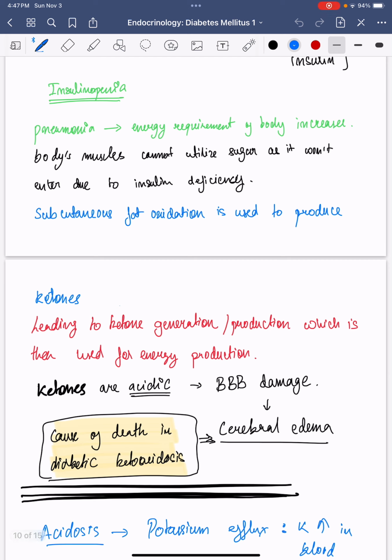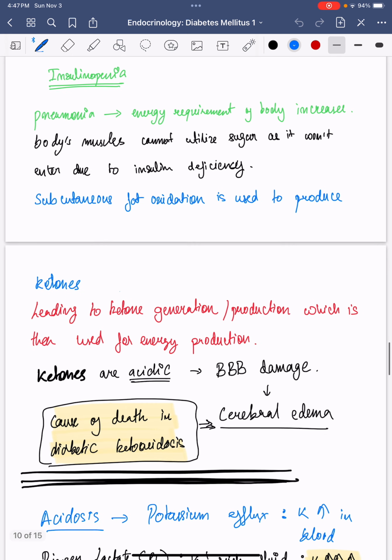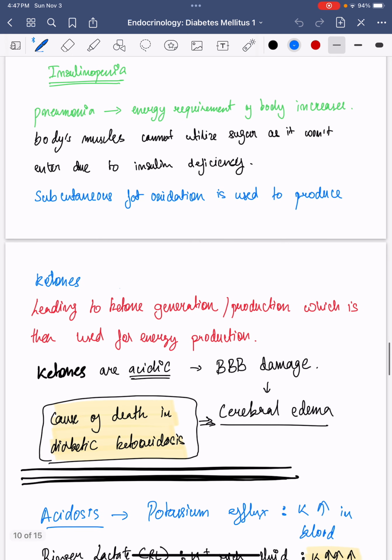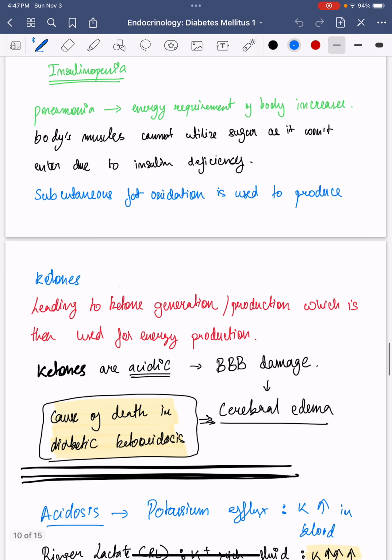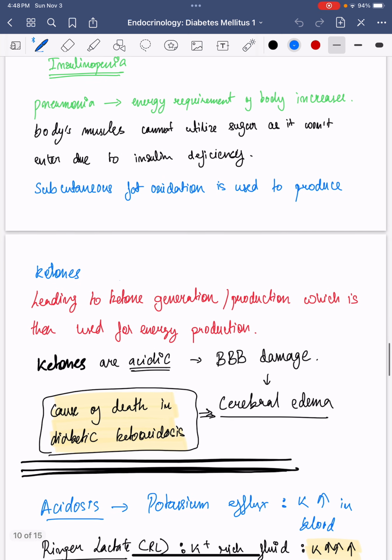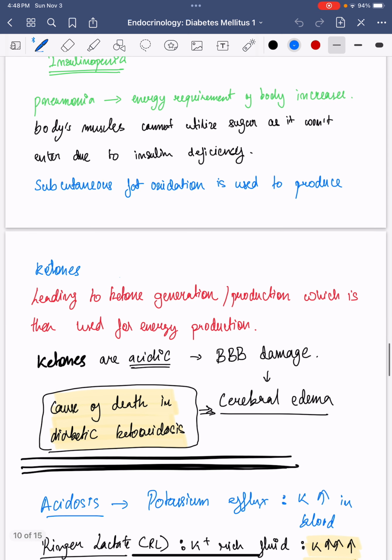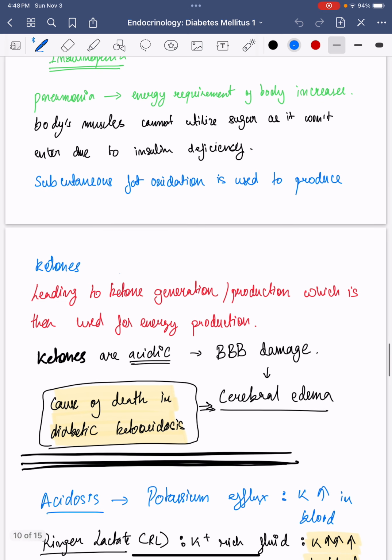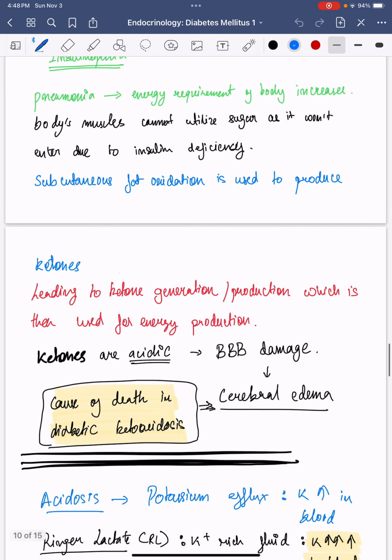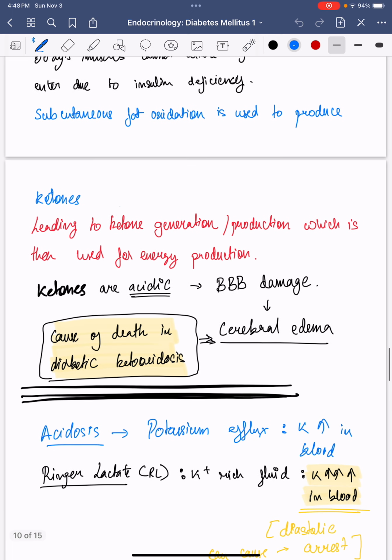Insulinopenia. Suppose a patient is suffering from pneumonia and the energy requirement of the body increases to fight off the infection. The body's muscles cannot utilize the sugar as it won't enter due to insulin deficiency. Insulin also helps in the absorption of glucose in the body. So there will be subcutaneous fat oxidation, which is used to produce ketones, which will help in increasing the sugar value.